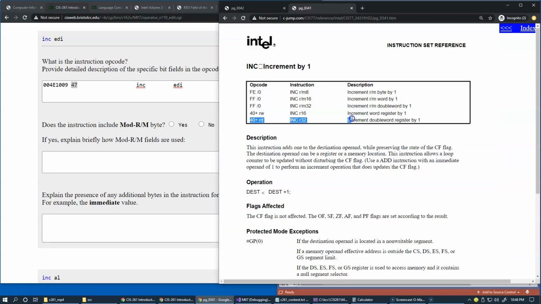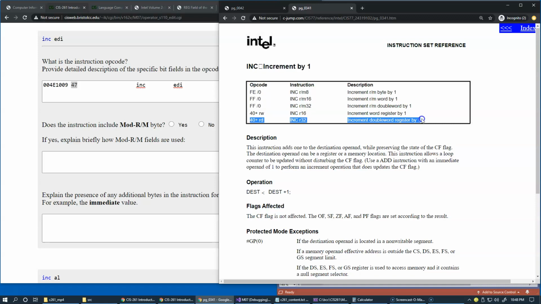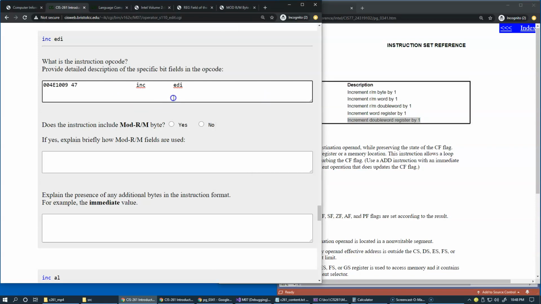This is what the instruction is using. Copy and paste. Okay, so 40 plus RD increment like this. So the description is increment double word, a register, by 1. So what's left is to find out what the register is.